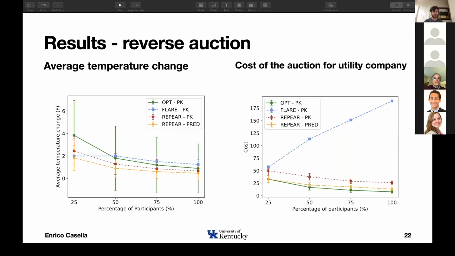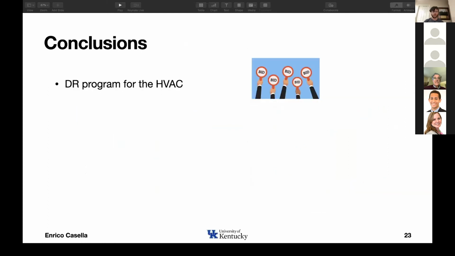Here we evaluate the average temperature change across all the users for each approach. And again, we see that we have performances close to optimum. And on the right side, we see how much money the utility company needs to pay the users. And here I have conclusions.